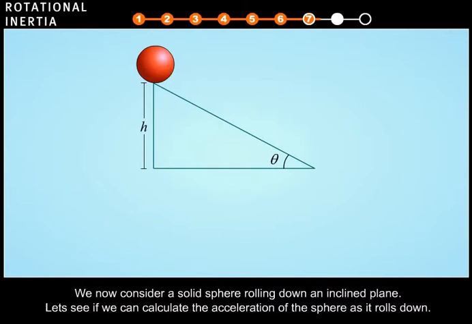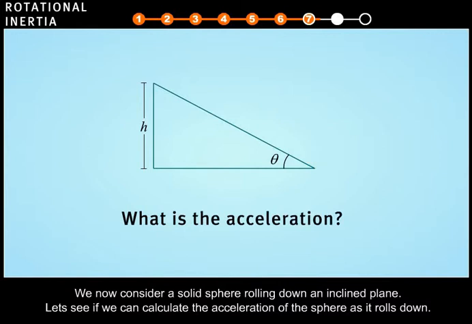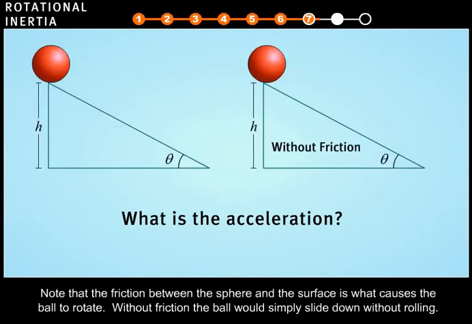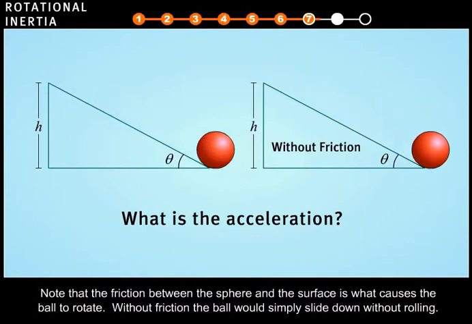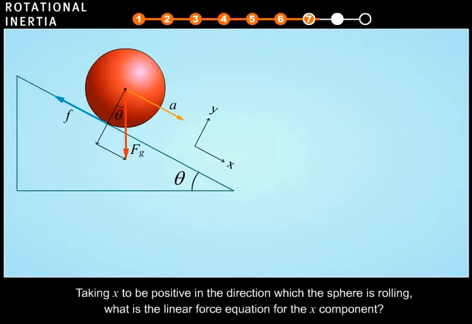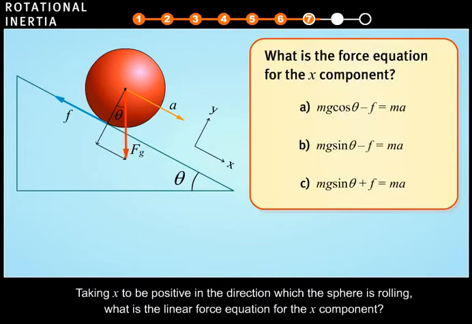We now consider a solid sphere rolling down an inclined plane. Let's see if we can calculate the acceleration of the sphere as it rolls down. Note that the friction between the sphere and the surface is what causes the ball to rotate. Without friction, the ball would simply slide down without rolling. Since we are looking for the acceleration, the best place to start is usually Newton's second law. Taking x to be positive in the direction which the sphere is rolling, what is the linear force equation for the x component?